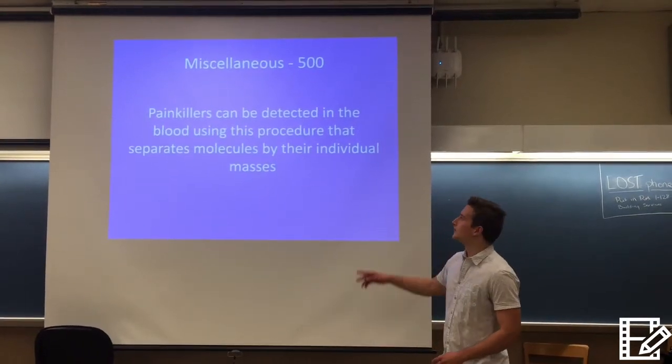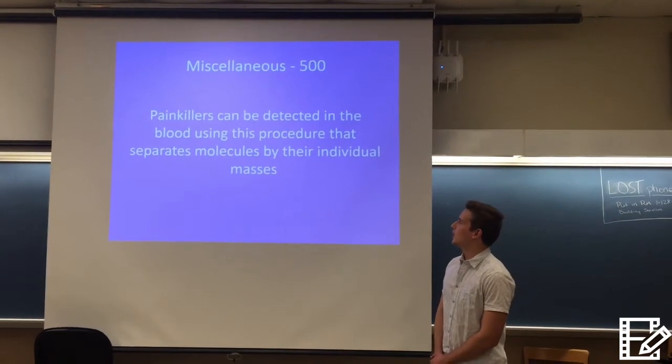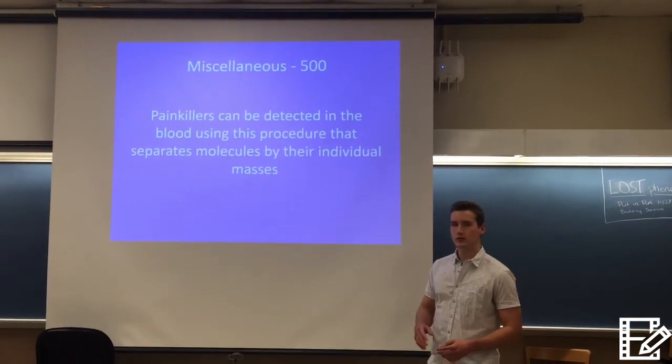Miscellaneous for 500. Painkillers can be detected in the blood using this procedure that separates molecules by their individual masses. What is mass spectroscopy? Mass spectroscopy uses the different masses of the molecules and separates them using magnetic deflections in order to identify which species are present in a mixture of compounds.